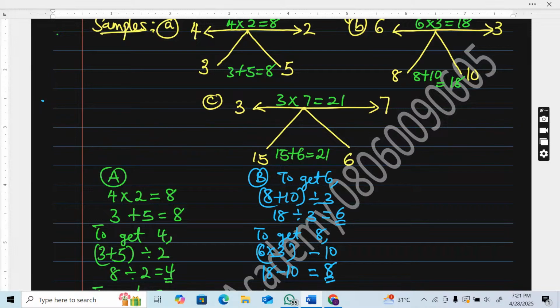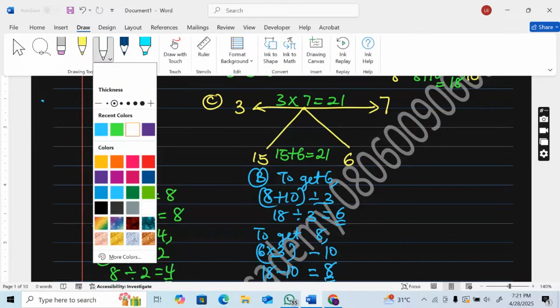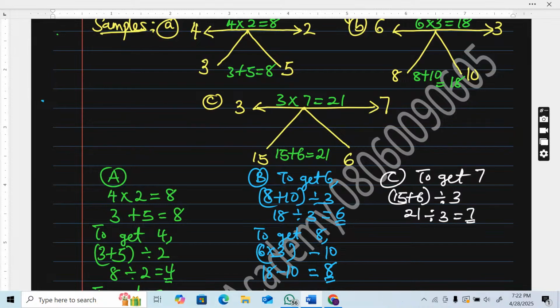Amazing. Now let's move on to sample C. To get 7, add up the numbers that are below and divide by 3. That's 21. Then divided by 3, we are going to have 7. What if we are to get 15 that is below? You multiply the numbers that are above, then you subtract 6. 3 times 7 is 21, and 21 minus 6 is equal to 15.